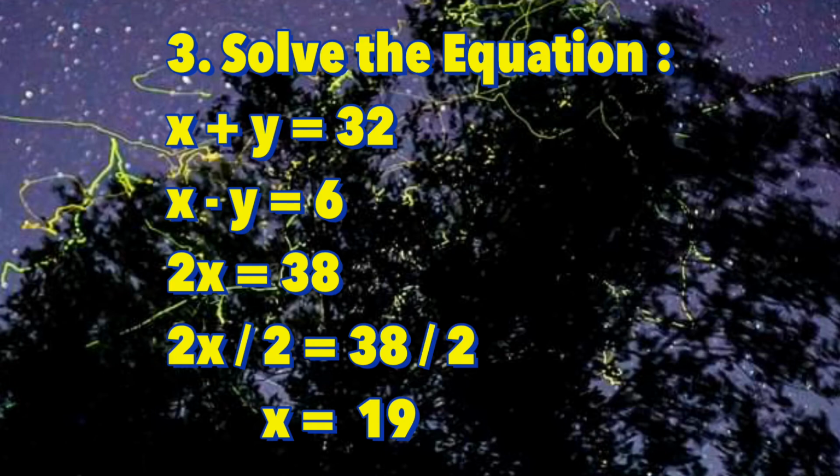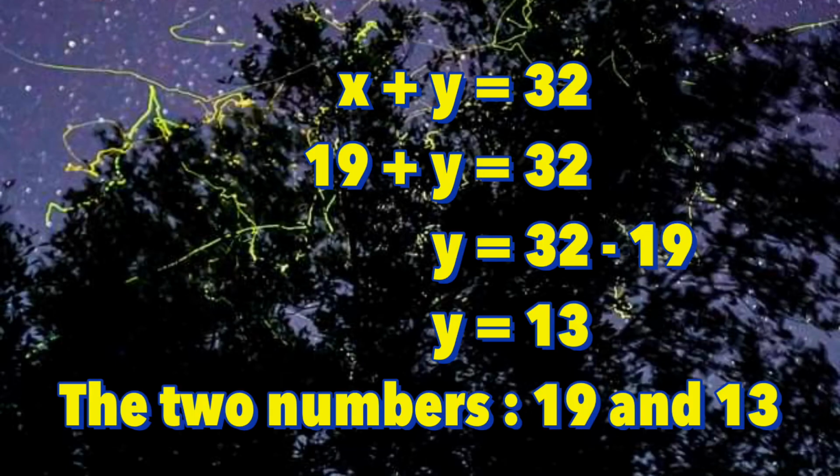Then next is solve for y using equation 1, x plus y equals 32. We are going to substitute x equals 19, so 19 plus y equals 32. Then we're going to transpose it, and y equals 32 minus 19, and the value of y equals 13. So our answer for the numbers is 19 and 13.